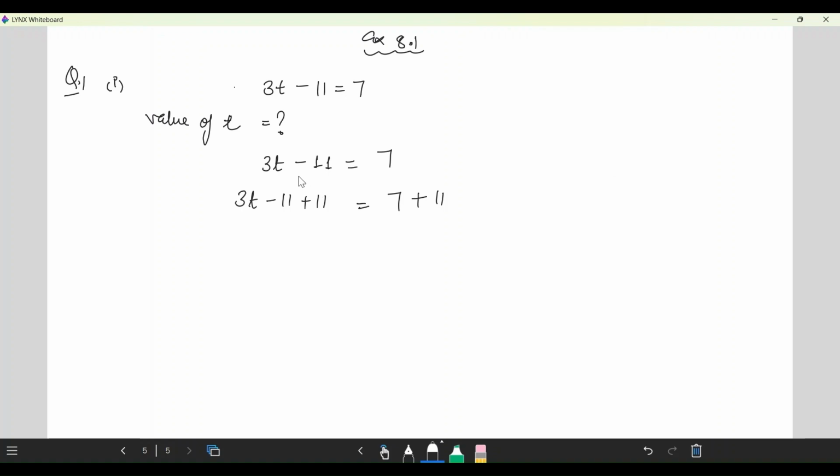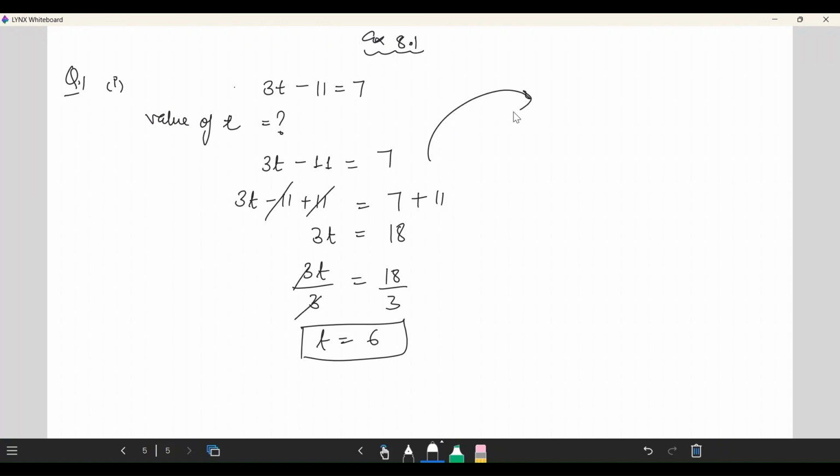That's why. Okay, I will tell you a simpler method. No problem. First, do it with your book method, then my method. So now it is written 3t plus 11 minus 11, which is 0. So 3t is equal to 18. Now you have to divide by 3 on both sides. So 3 cancels 3, and t is equal to 6.